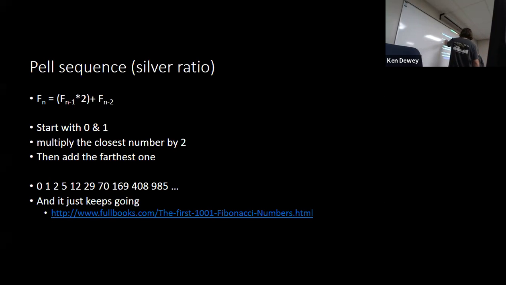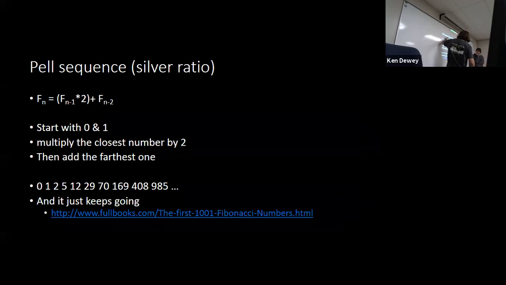Fibonacci is this right here, except it's 1 instead of 2. The Pell sequence, which is the silver ratio, is the same thing, except it's multiplied by 2. There's more of them, such as the bronze sequence and on and on, and at some point they stopped actually naming metals. Anyways, this right here keeps going up.